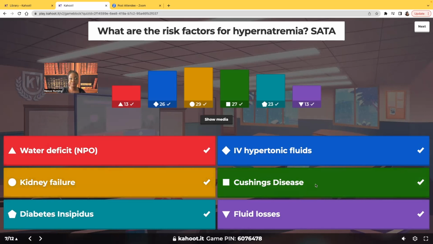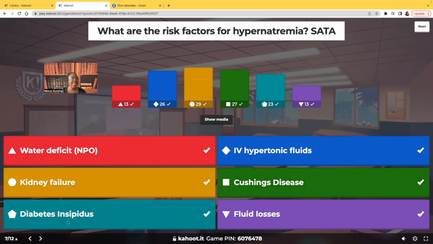Cushing's disease. What do I always tell you guys about Cushing's disease? I want you to remember these three things. Too much salt, too much sex, and too much sugar. Too much salt, that's your mineralocorticosteroids the patient has too much of. Too much sex, that's your androgen hormones. And too much sugar, that's your glucocorticoids. So obviously too much salt, that'll cause hypernatremia. Yes, absolutely. So Cushing's disease can be a risk factor for hypernatremia.